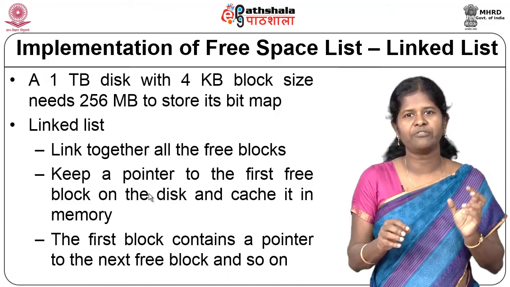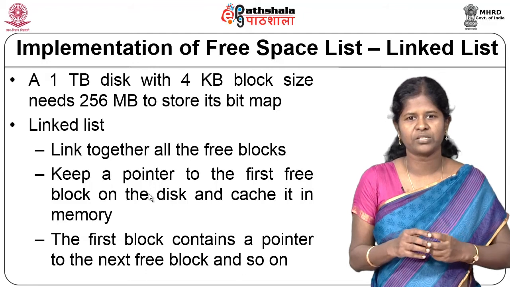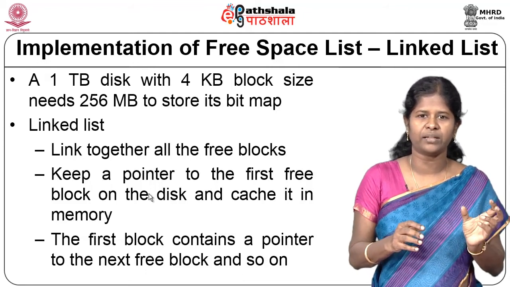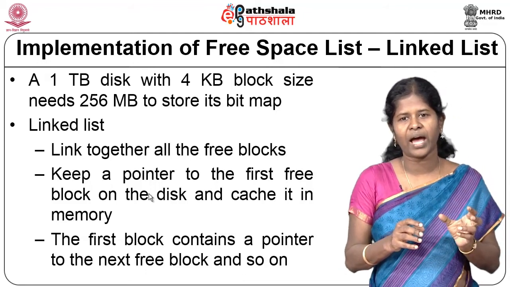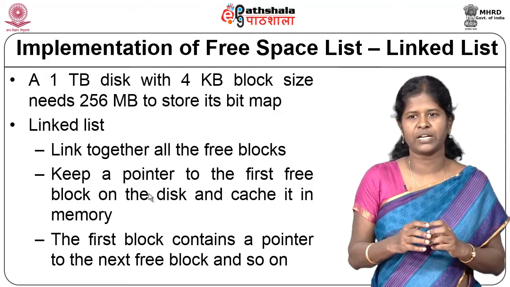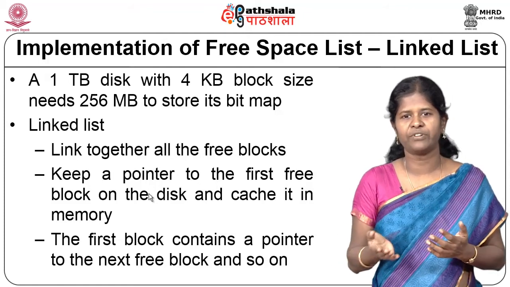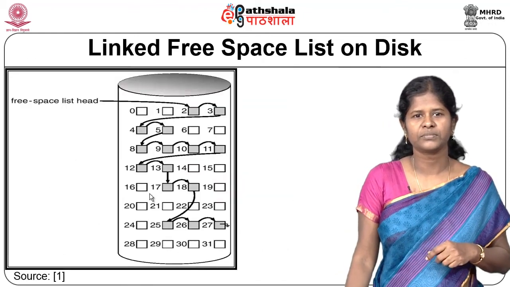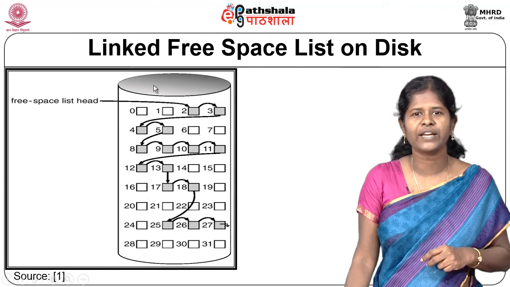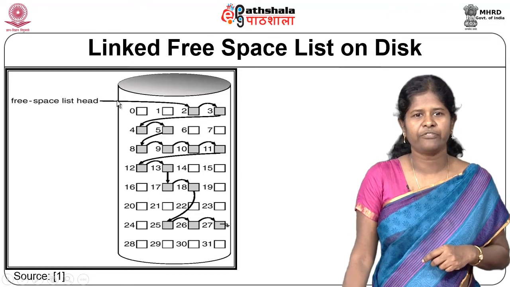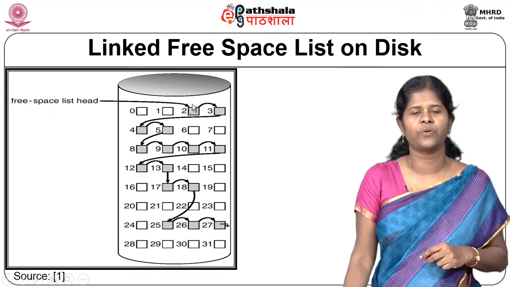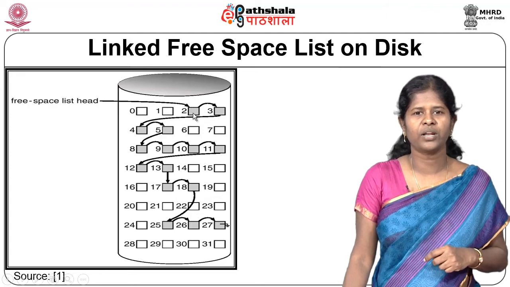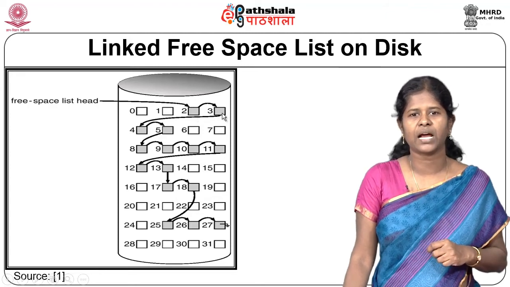You just remember the first free disk block and cache it in memory. It is enough to have only the address of the first disk block, and once you access it, you will have a pointer to the next free disk block and so on. So this shows how free space is maintained on disk. The free space head will point to disk block number 2, which is free. From 2 you will have a pointer to 3, which is free, and so on.